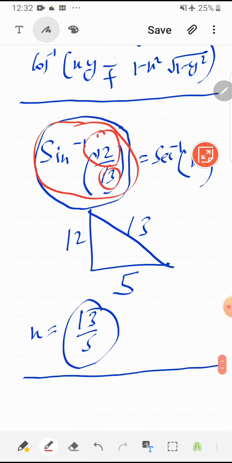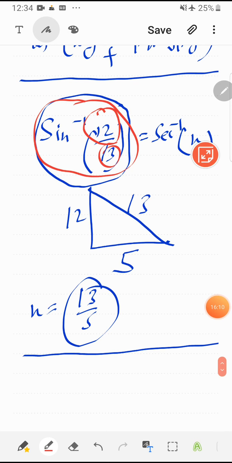So when the triangle is completed, it's very simple. So from here we can convert any inverse trigonometric function to any other inverse trigonometric function.